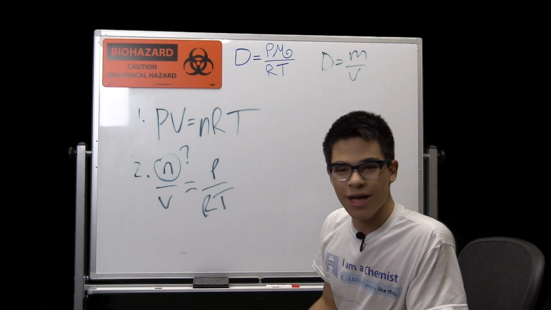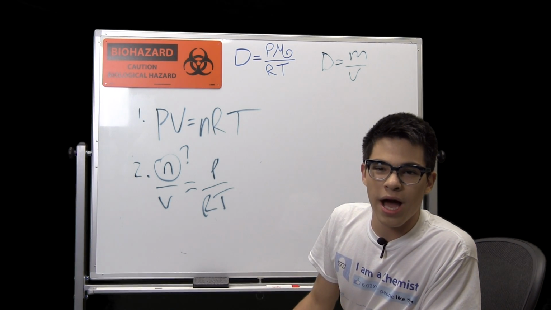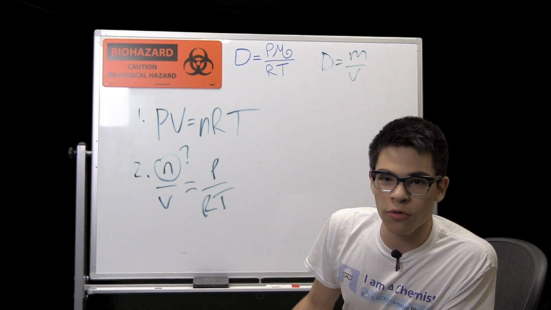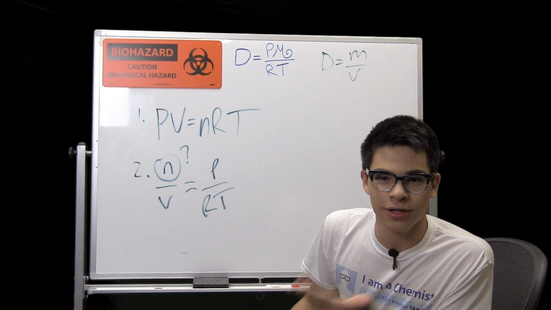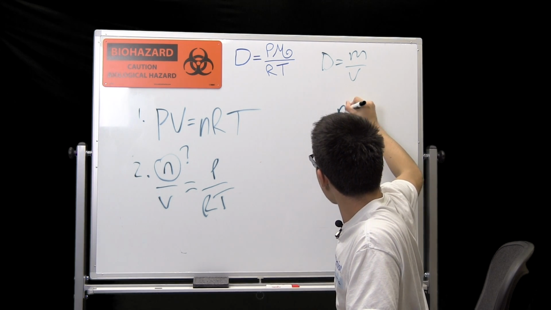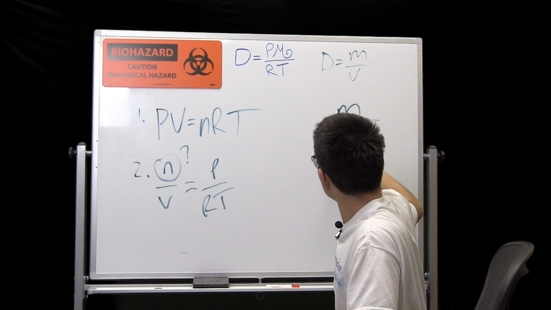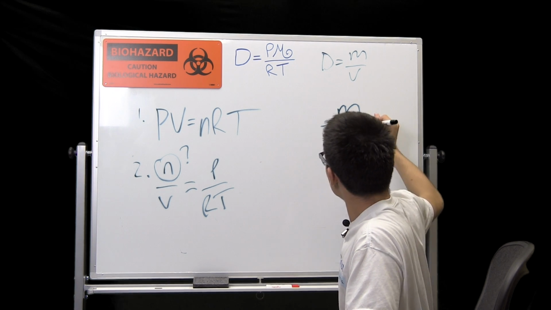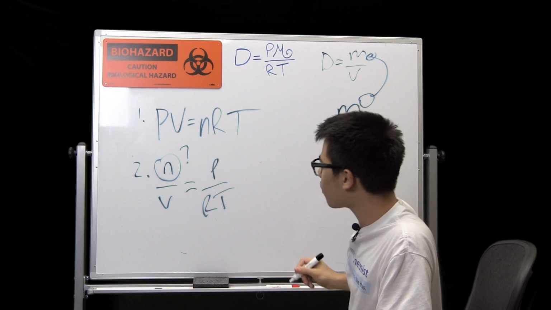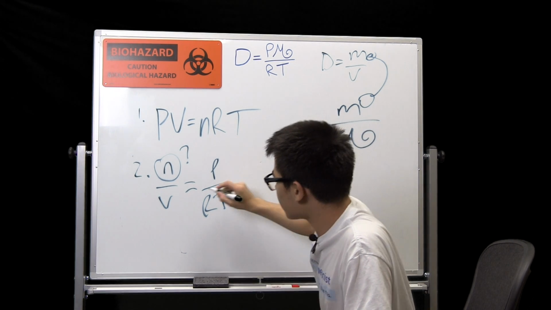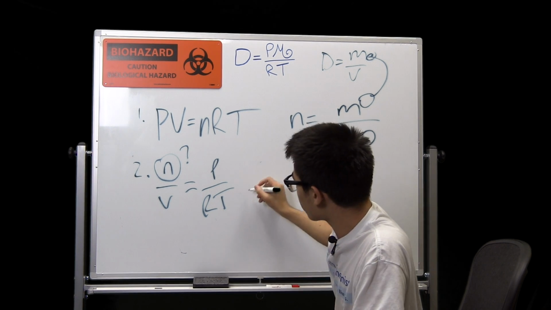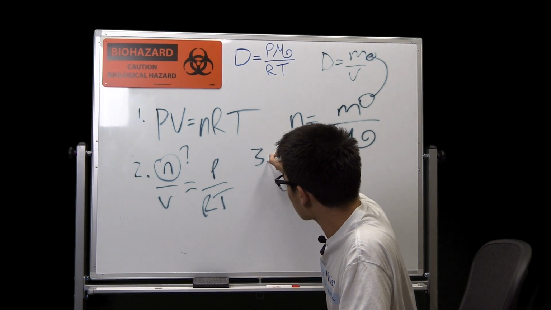Okay, so what is n? n is number of moles, but how do you find number of moles? Time to go in the Wayback Machine, y'all. Number of moles is mass over molar mass. So that's where that mass comes from. Number of moles is mass over molar mass. So we can now rearrange this, n equals mass over molar mass.